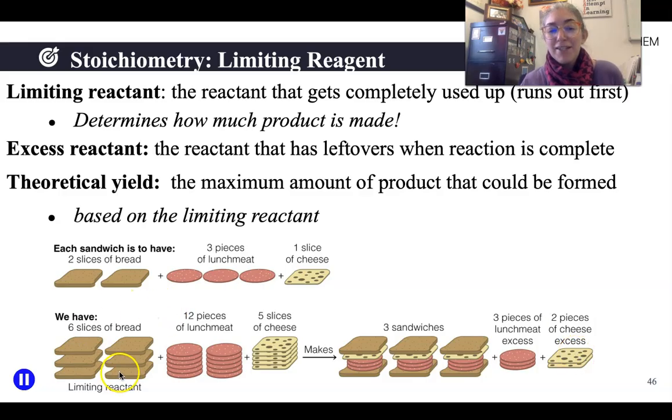The limiting reactant, though, would be the bread. The bread is the thing that's going to run out first. The bread is the reason you can only make 3 sandwiches. Your theoretical yield is 3 sandwiches. That's the most amount of product you can make. So the limiting reactant is the name of the substance that's going to run out first. The theoretical yield is the amount of product that you can make from it. And then you can also calculate how much excess reactant you have.